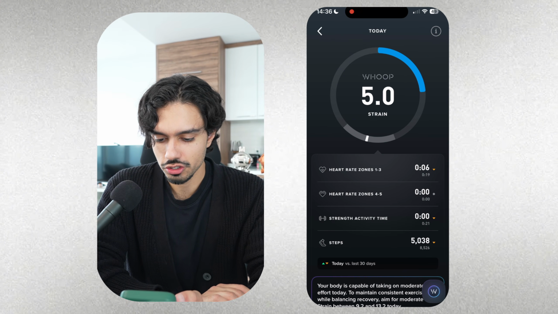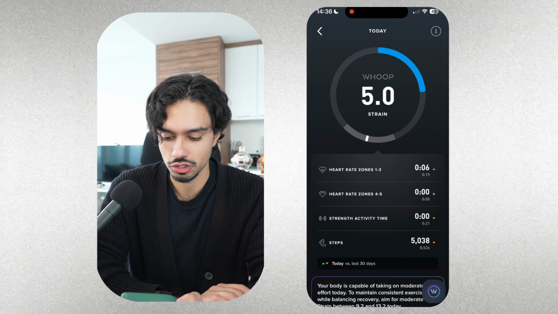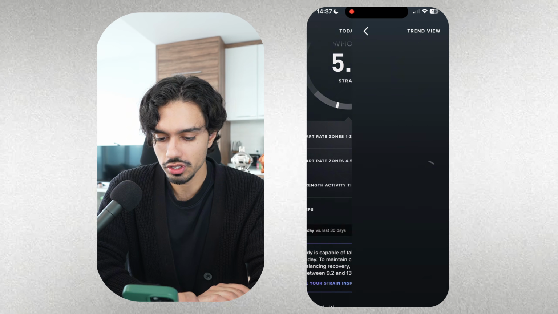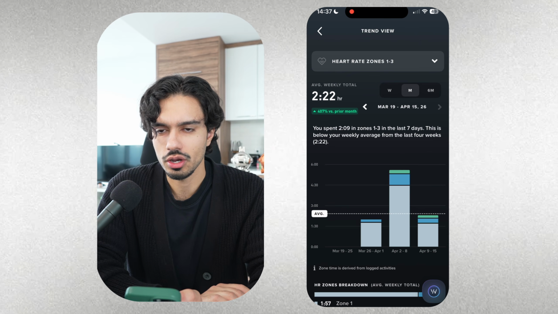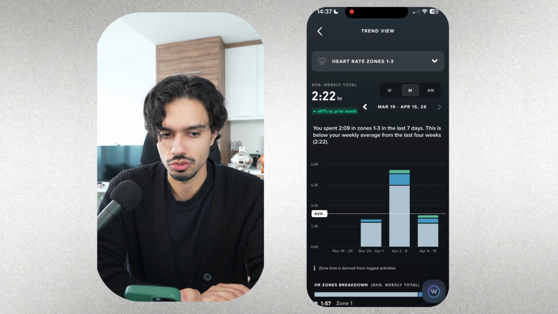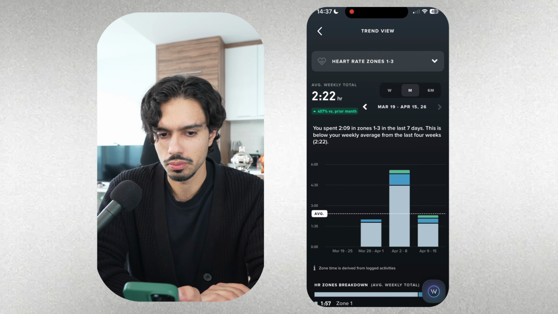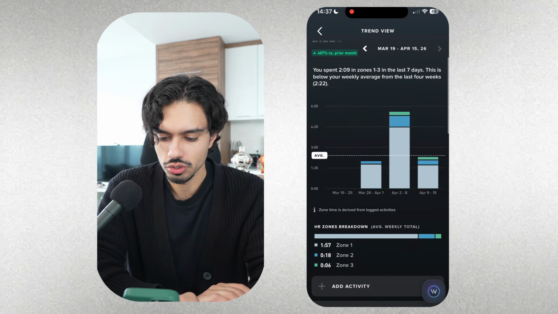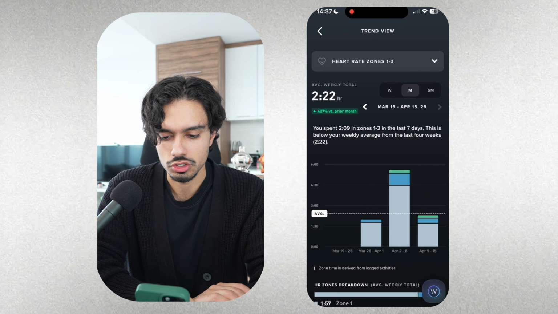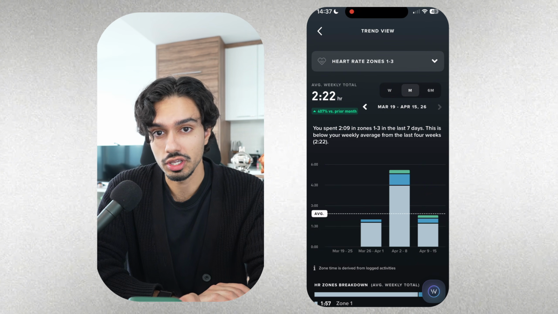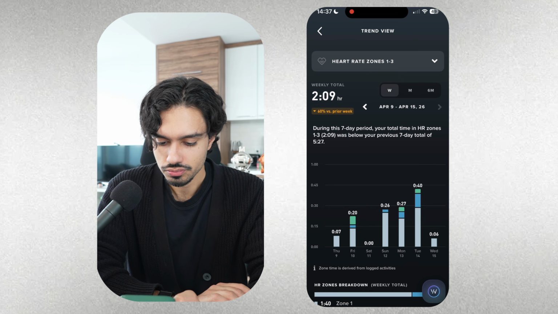Finally, we have strain over here. So strain is basically a measure of heart rate and how hard you're pushing yourself and your heart. So heart rate zones 1 to 3. So this is if you're doing like a lighter workout. So it goes progressively higher. So zone 1 to 2, that's like a light workout. Maybe you're lifting weights. Zone 3 is maybe if you're jogging or doing light cardio. So you can see how many minutes you're spending here. So for example, I spend about 2.5 hours per week in zones 1 to 3 because I work out every day.